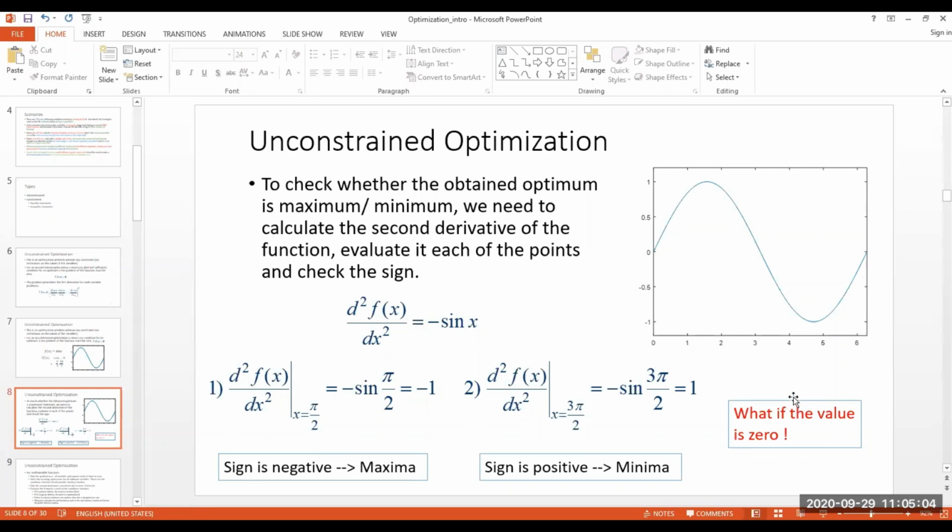But this is condition number 3. This might also happen, that the solution could be 0 and you have reached a point of inflection.